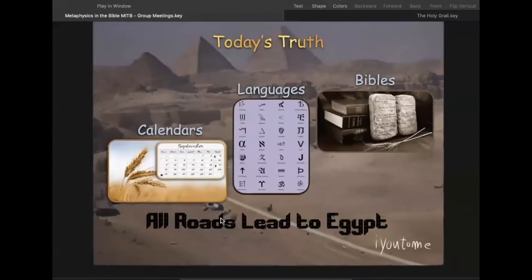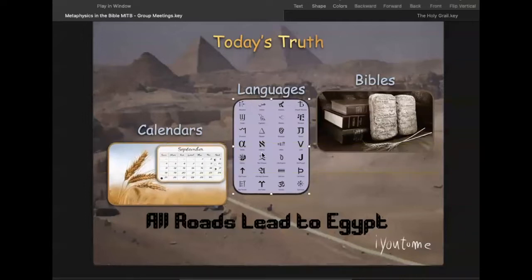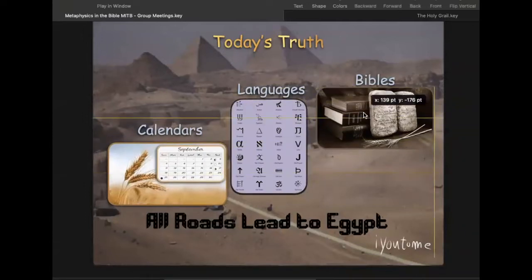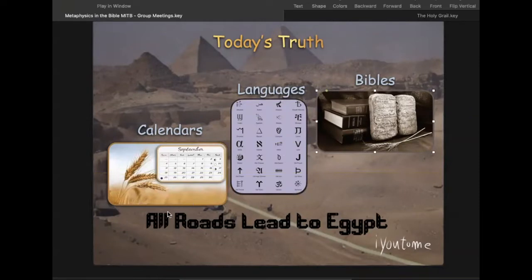Today's focus is going to be on the truth that you find in calendars, the truth that you find in languages, and the truth that you find in Bibles. And then we're going to show you that all roads lead to Egypt, all of them. The truths of calendars, the truth of languages, and the truth of Bibles. Just like the Bible has the word Egypt over 600 times, that's why we went to Egypt to learn.